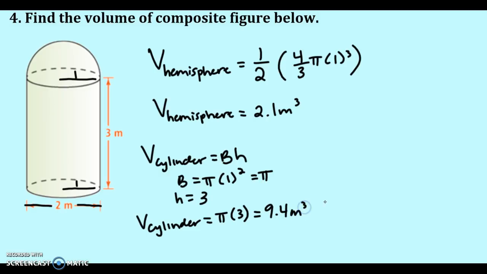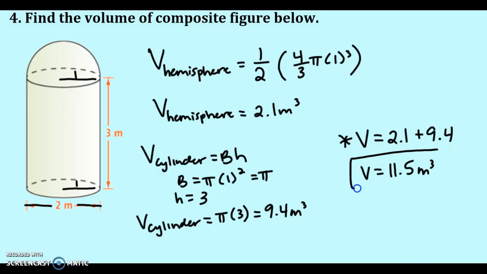meters cubed. So now I want to find the volume of the entire figure, so all you're going to do is I'm just going to add the volume of the hemisphere plus the volume of the cylinder, and that's going to give me a volume of 11.5 meters cubed.